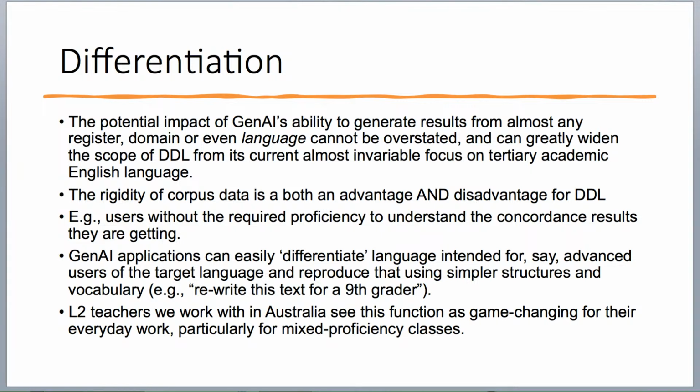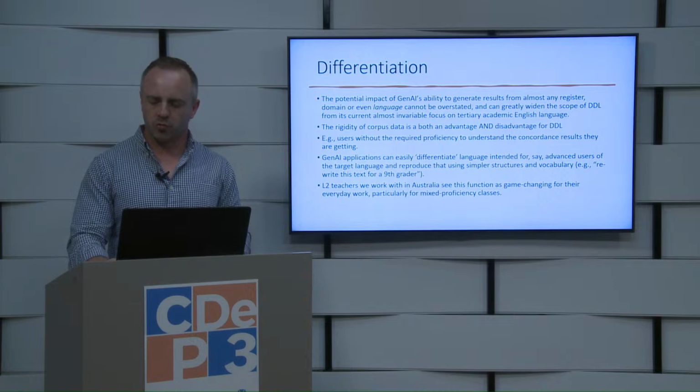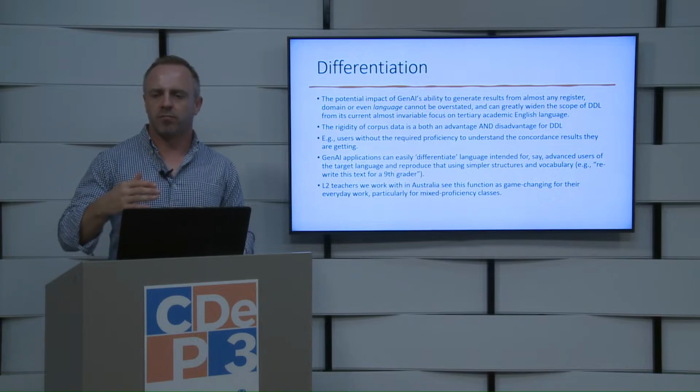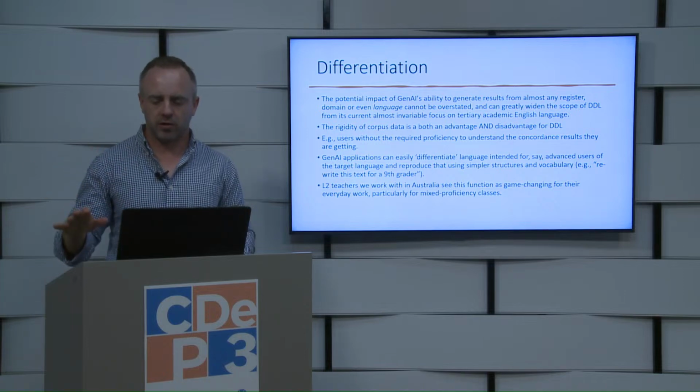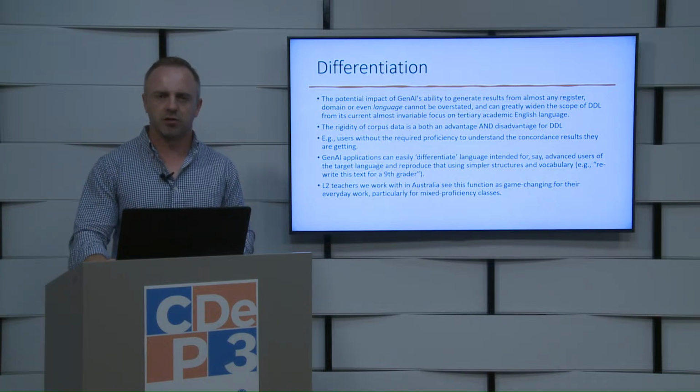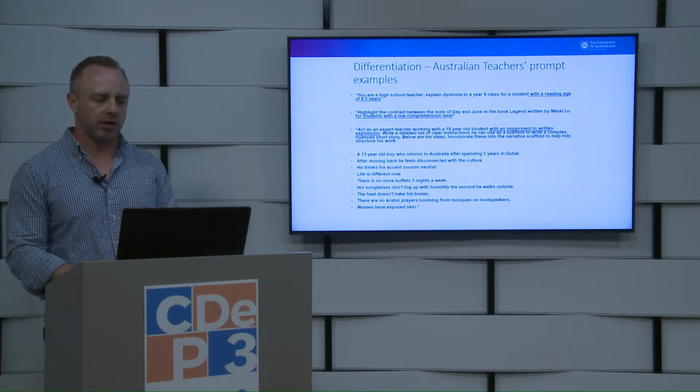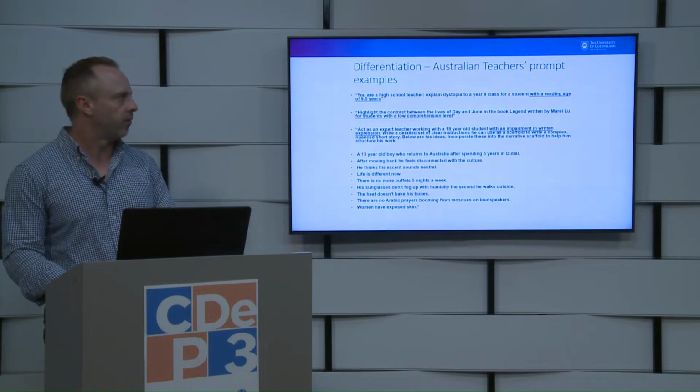So this idea that using generative AI allows us to differentiate some of the results we get from corpus data to suit higher level learners or beginner learners at the touch of a button is a really important step in helping us do the kind of things we want to do.